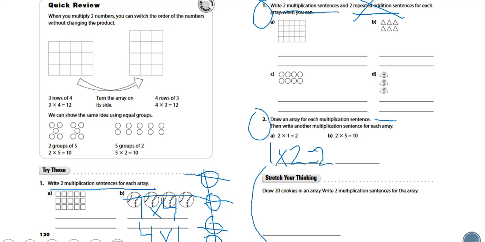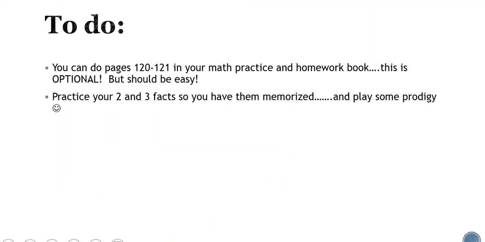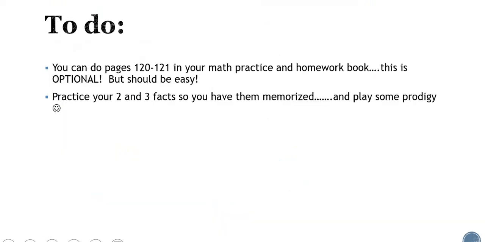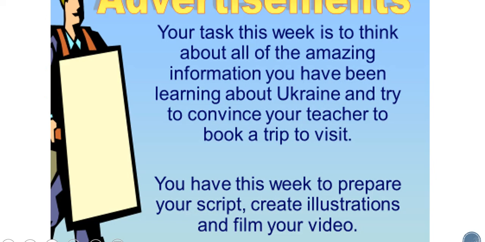This question here is a bonus. Again, the whole page is optional. Both pages you don't have to do, but it's super easy and a good practice. So the extra one is bonus, and you can actually do the whole thing for Stretch Your Thinking, and then that's it. That is all of your work to do today. So remember, these 2 pages are extra. They are bonus, but super easy. So I will give you dojo points if you can complete them today. And then that's it. You can practice your 2 and 3 facts, so you have them memorized, and then you can play some Prodigy.